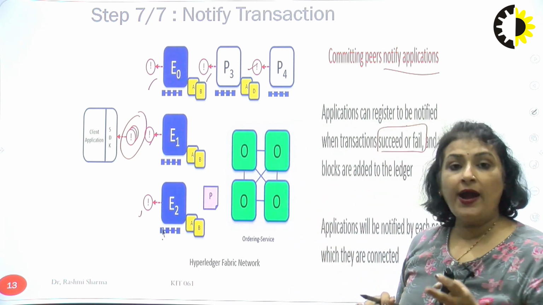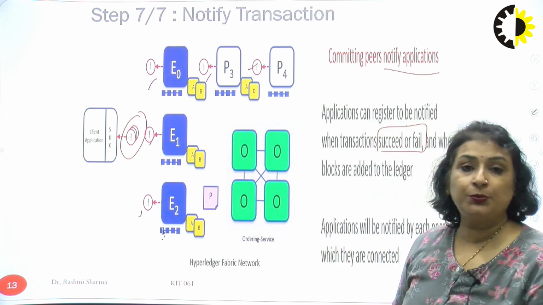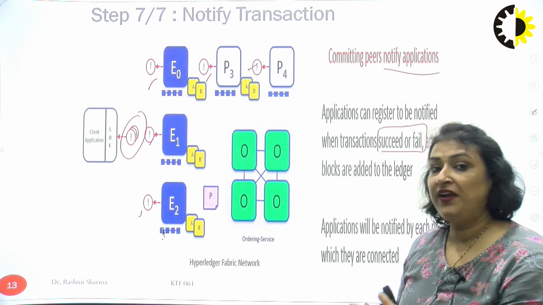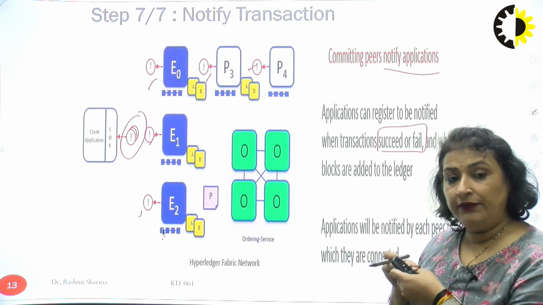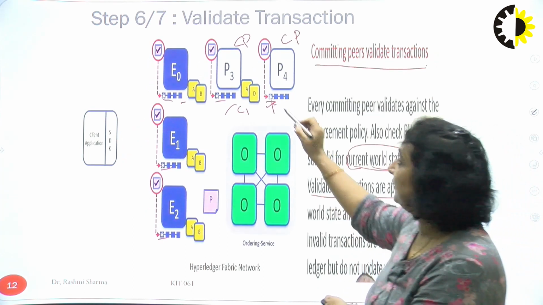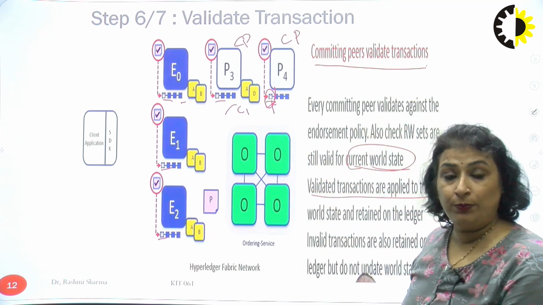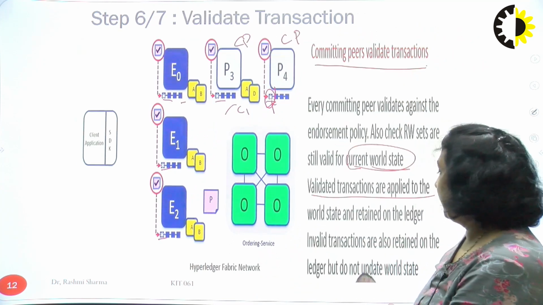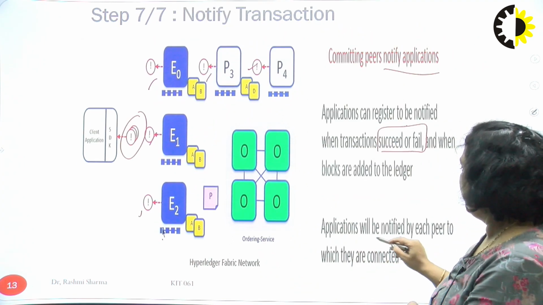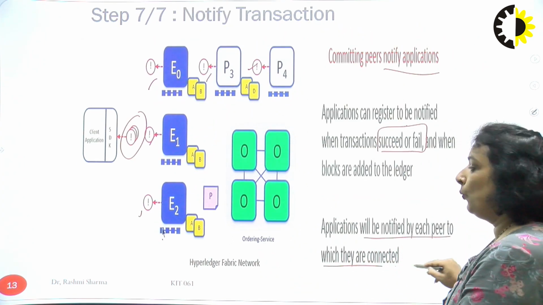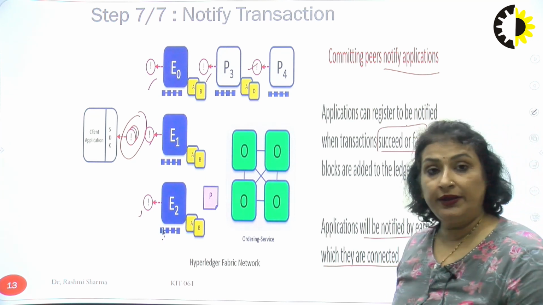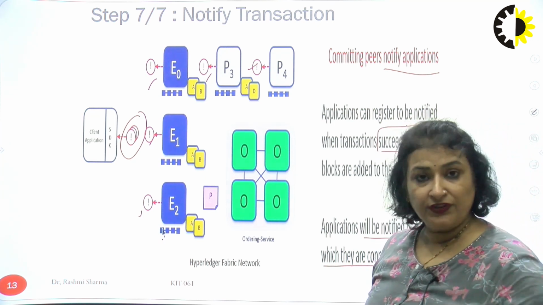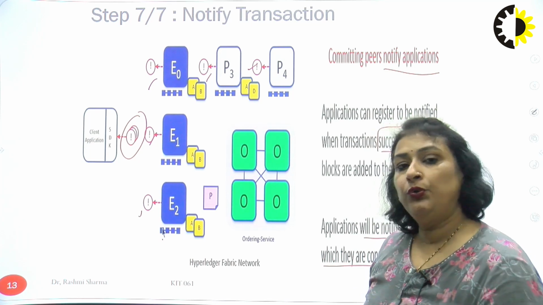You add that particular block into your distributed ledger, and if it fails, then you have to remove the flowered or starred block again, and you should retain these particular three boxes. So that is how the application will be notified by each peer when they are connected, how the block which was coming is being added to our blockchain.